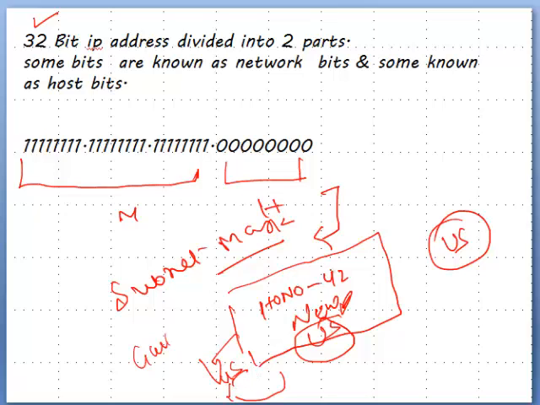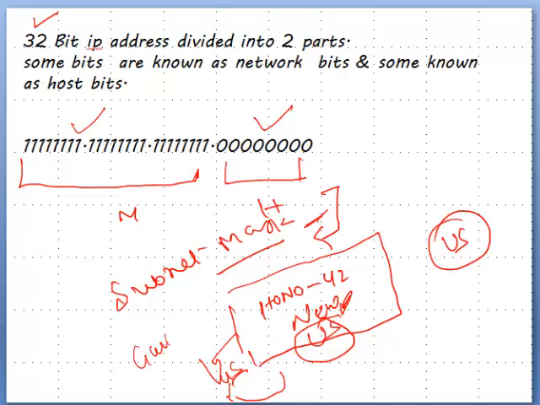In the same way, with the help of a subnet mask, we are able to find out which bits belong to the network and which bits belong to the host, or which network this IP address belongs to, and to which network we need to deliver this packet.